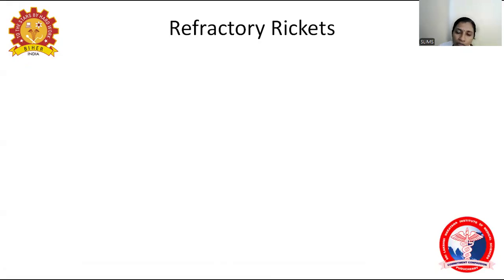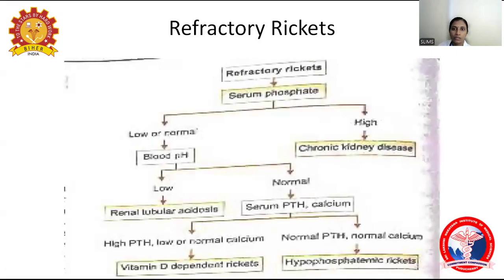You call it refractory rickets when you try nutritional causes and it does not respond at all, after 3 months of therapy. Otherwise, when other causes come into play, you will know that it is not just normal nutritional rickets. When it is renal refractory rickets or a secondary cause, an important investigation that you do is serum phosphate. The serum phosphate is high.